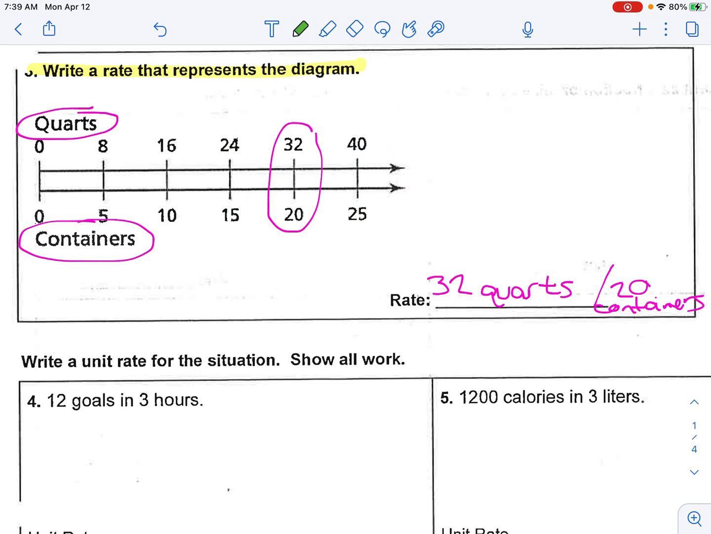I'm going to choose a different color. Another acceptable answer, you could write 16 quarts to 10 containers.